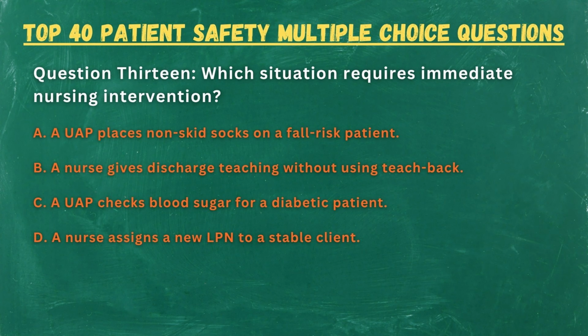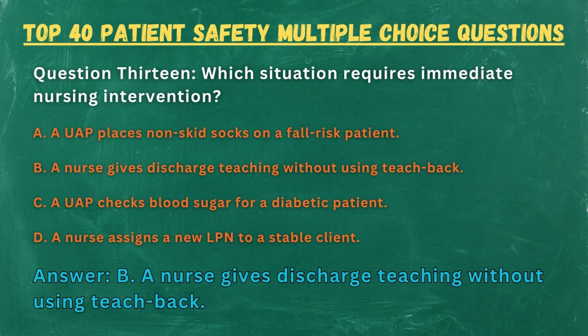Question 13. Which situation requires immediate nursing intervention? A. UAP places non-skid socks on a fall risk patient. B. A nurse gives discharge teaching without using teach-back. C. A UAP checks blood sugar for a diabetic patient. D. A nurse assigns a new LPN to a stable client. Answer: B. A nurse gives discharge teaching without using teach-back.